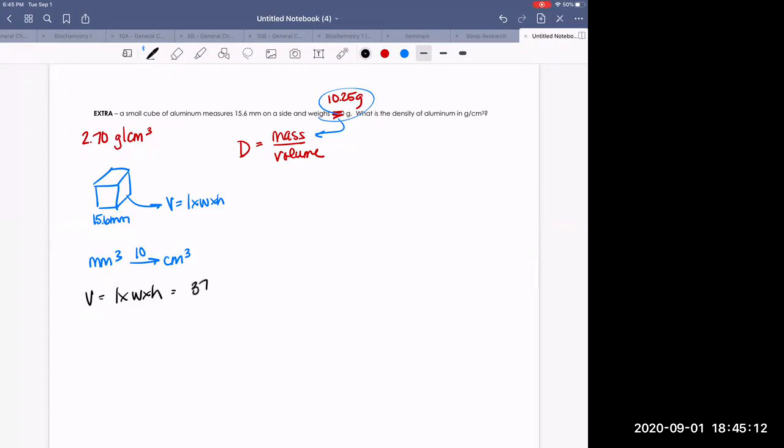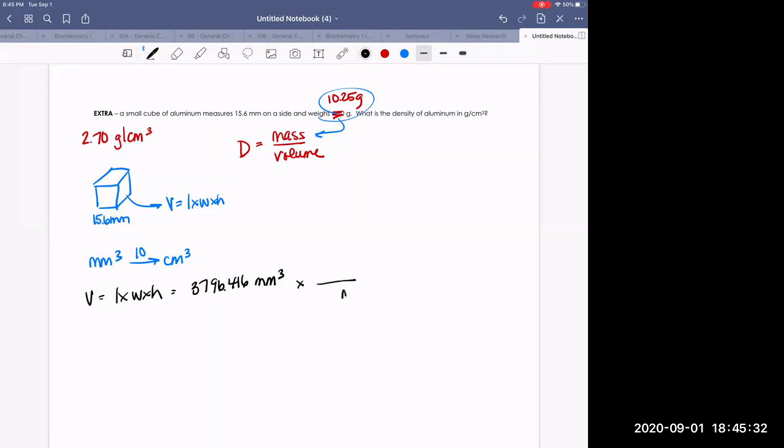That's going to be 3796.416 millimeters cubed. Now notice one of the things I'm doing here is I am keeping lots of significant figures until the end. Don't round too early because you can have a rounding error that keeps you from getting the right answer.